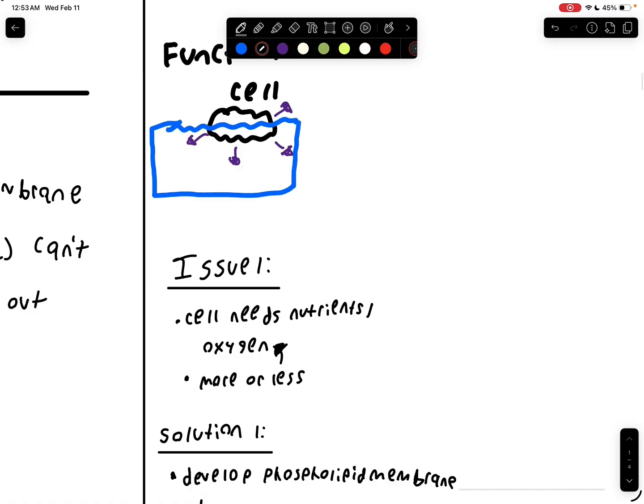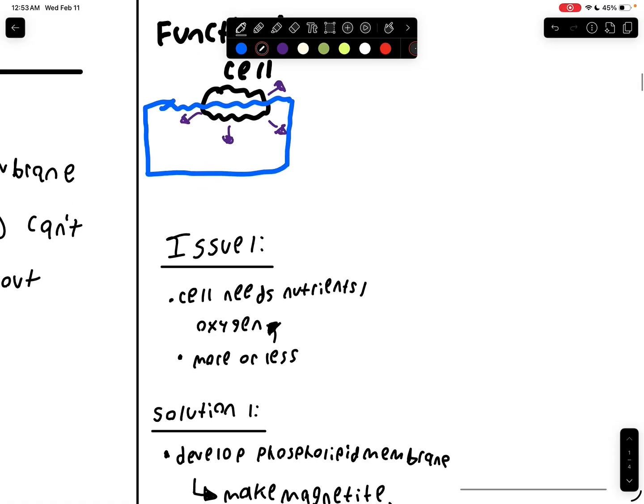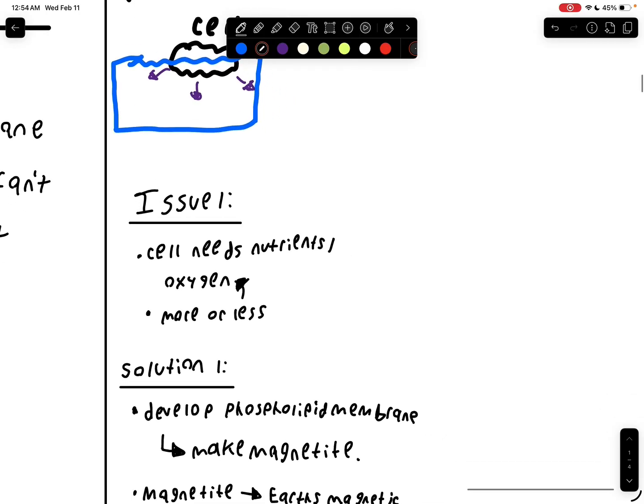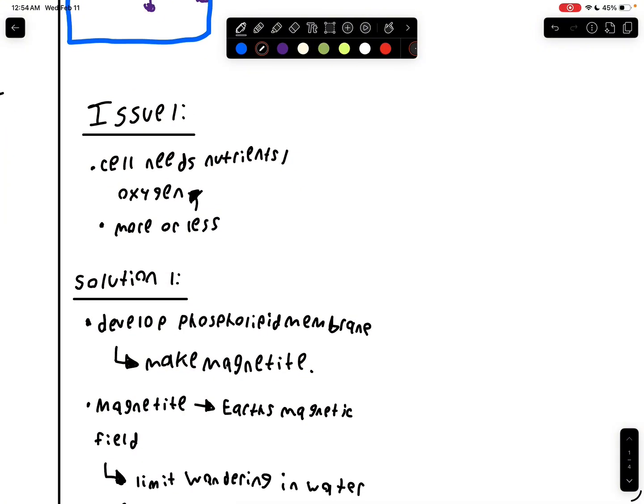So the first issue you run into is the cell needs nutrients or oxygen. It could need more nutrients or more oxygen, or it could need less oxygen and more nutrients. It really depends on what kind of cell it is. Not every cell wants a lot of oxygen. Just keep that in mind. So the solution is to develop a phospholipid membrane that makes magnetite. So you might be a little bit confused as to how these two relate. I'll break it down for you right now.